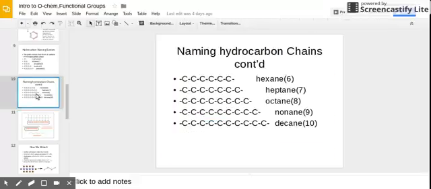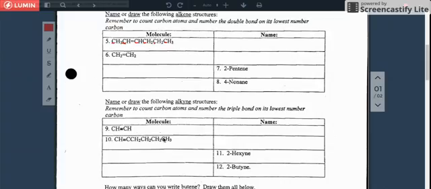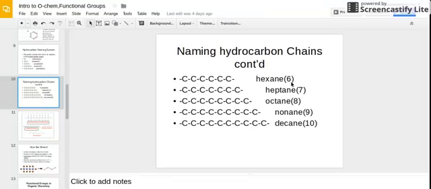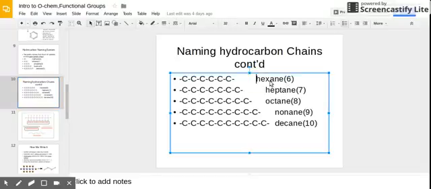Okay, let's go to the next slide. If you guys can see this, I have 6 carbons on this one. So let's look at the prefix for 6 carbons. It's right here. It's even in parentheses how many carbons there are. So the key prefix I want to look at is hex, okay? Because there's 6 carbons attached to each other, right?